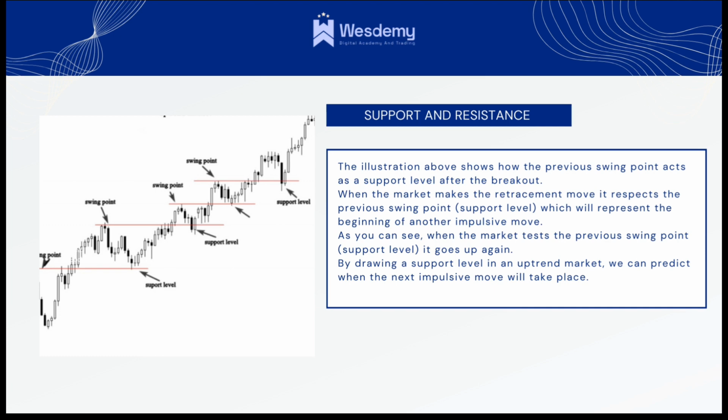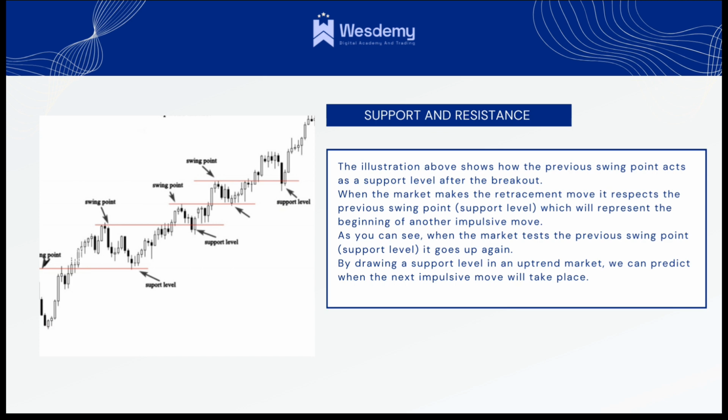When the market makes the retracement move, it respects the previous swing point, which is also the support level, which will represent the beginning of another impulsive move. So basically, what does this mean? It means that you have to buy what? On the support level. Yes, that's what it tells you from here.